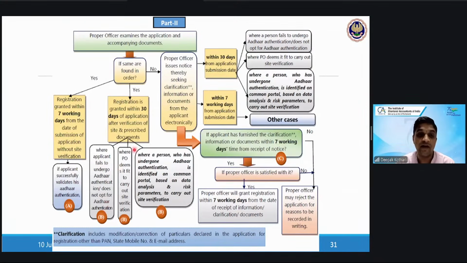In both these scenarios, what happens when the proper officer deems it fit to carry out site verification? Where the proper officer deems fit to carry out any site verification, then also registration will be granted within 30 days, because he has to do the site verification. And where a person who has not undergone Aadhaar authentication is identified in the common portal based on data analysis and risk parameters, they also get an extra 30 days time limit. They will not give you a registration in a hurry. They will tell you that you are coming under the risk parameters criteria, so we will not give you the registration instantly.